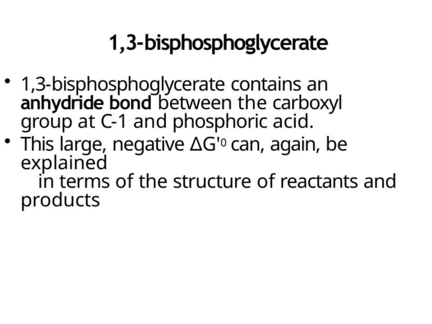Let's take a closer look at 1,3-bisphosphoglycerate. This molecule contains an interesting feature, an anhydride bond between the carboxyl group at carbon 1 and a phosphoric acid group. This bond is quite significant because it's a high-energy linkage. Now, when we consider the free energy change, delta G zero, for reactions involving this molecule, we see it's very large and negative. This large, negative delta G zero essentially means the reaction is strongly favorable and can proceed spontaneously.